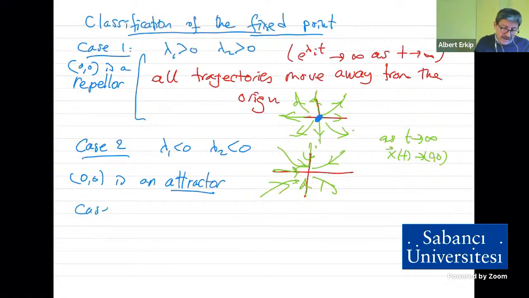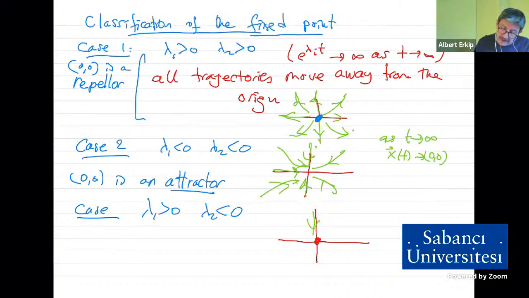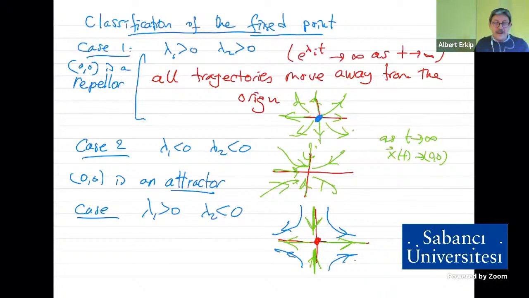And of course, we have case 3, where say lambda 1 is positive, lambda 2 is negative. Remember the pictures we were getting were these. Again, you have a fixed point. Lambda 1 is positive, so some trajectories move away, and you had one moving down, one moving up, and then they were going like that. So this is called a saddle point.